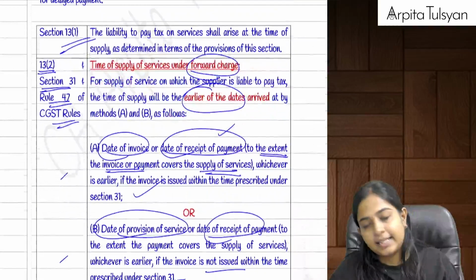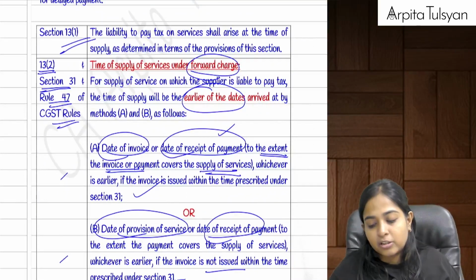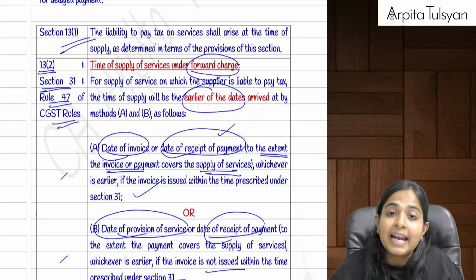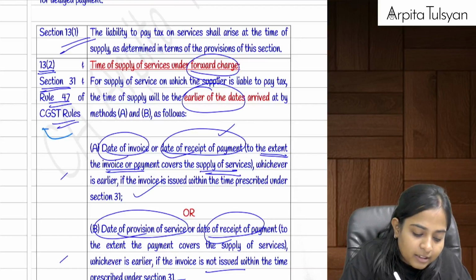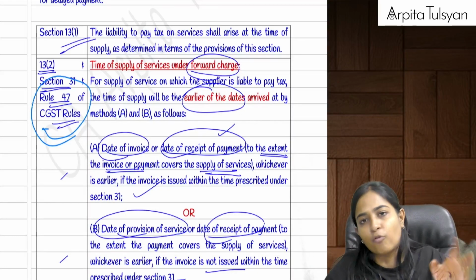Okay, now let's start. Correspondingly, we have got here section number 13 subsection 2. Section 13 subsection 2, again we have to read along with section number 31 and along with these rules, that is rule number 47 of the CGST rules, where we are going to study about invoicing only.